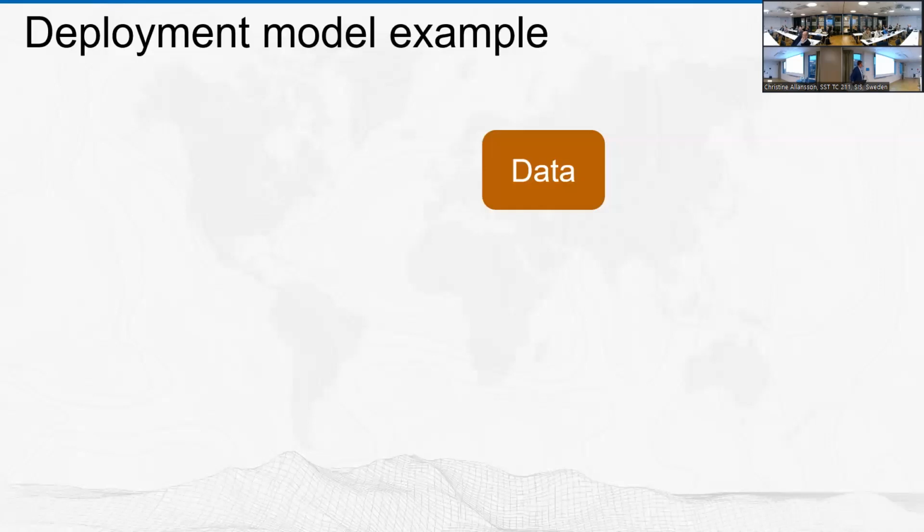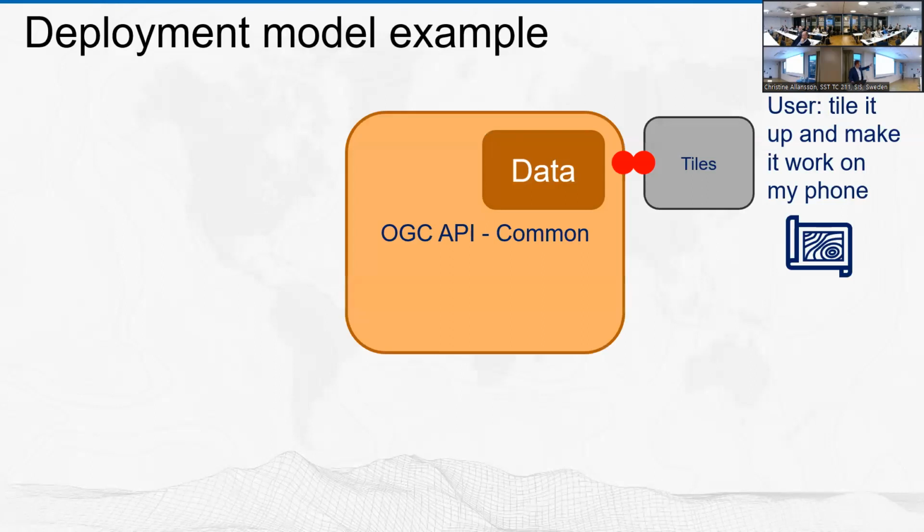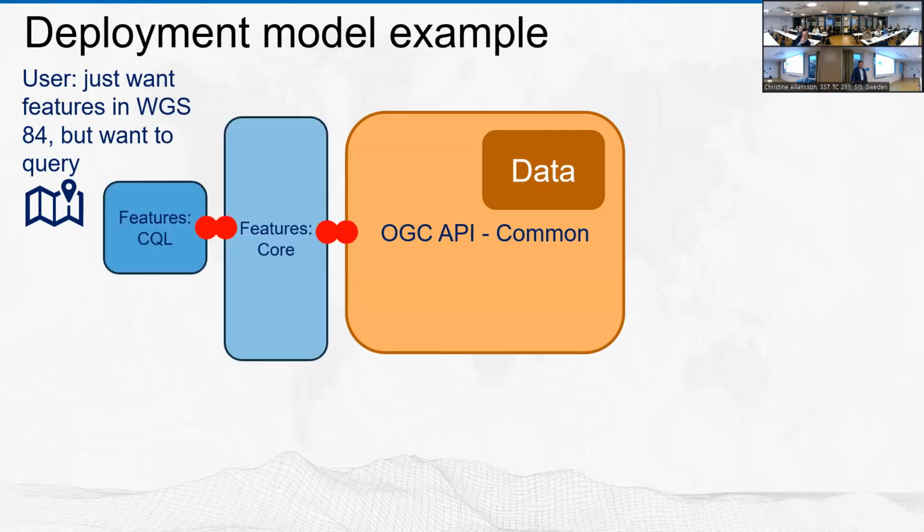The way that works is a real simple example. You have your spatial data. You have a user that says, just tile up that data and throw it on my mobile device. That's all I care about. Wrap it with a set of common elements, put the tiles piece on it, and it works on your mobile device. Your data is accessible in that fashion. That same data, your user now wants to query it and publish it in WGS84, but query it as feature data. So slap on some feature building blocks, give it a query function, the same data accessible for another user for another purpose.